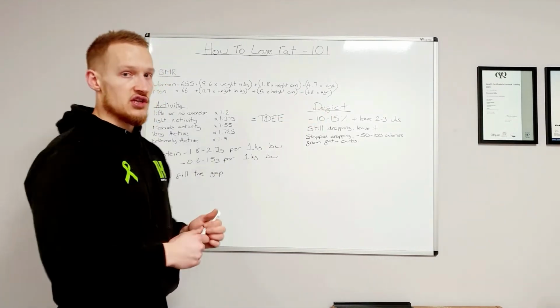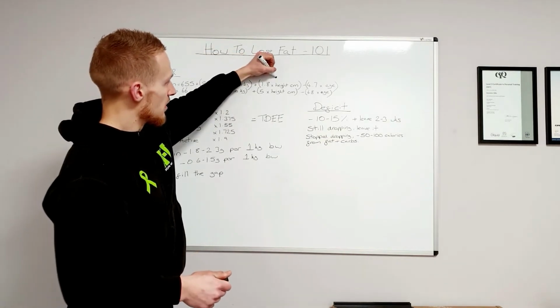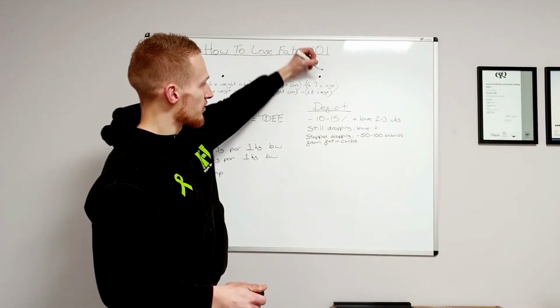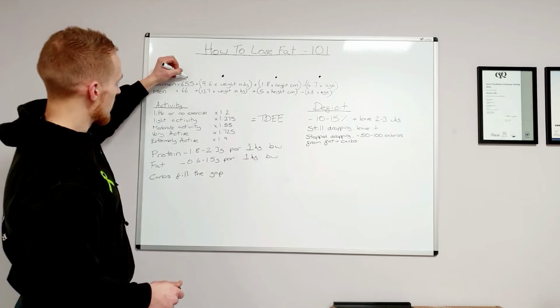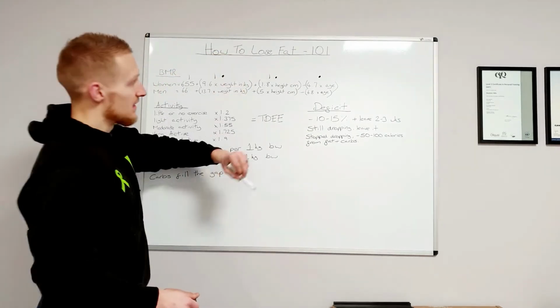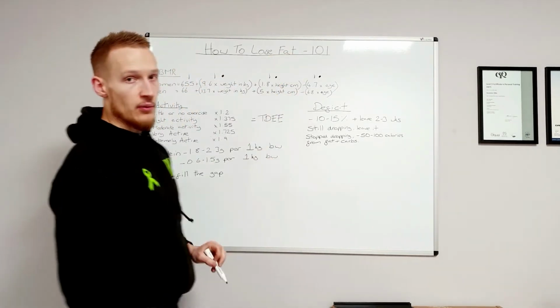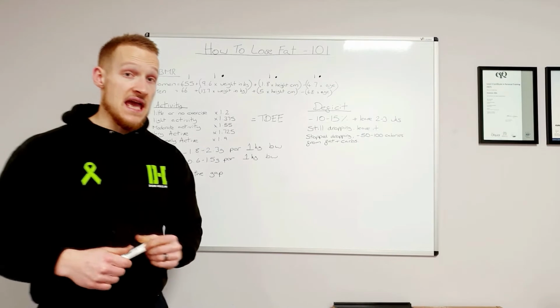So my recommendation would be to do this one and this one separately. Then obviously you're going to add this one and this one together, and then once you've got that number, you're going to minus that one, and that will give you your BMR.